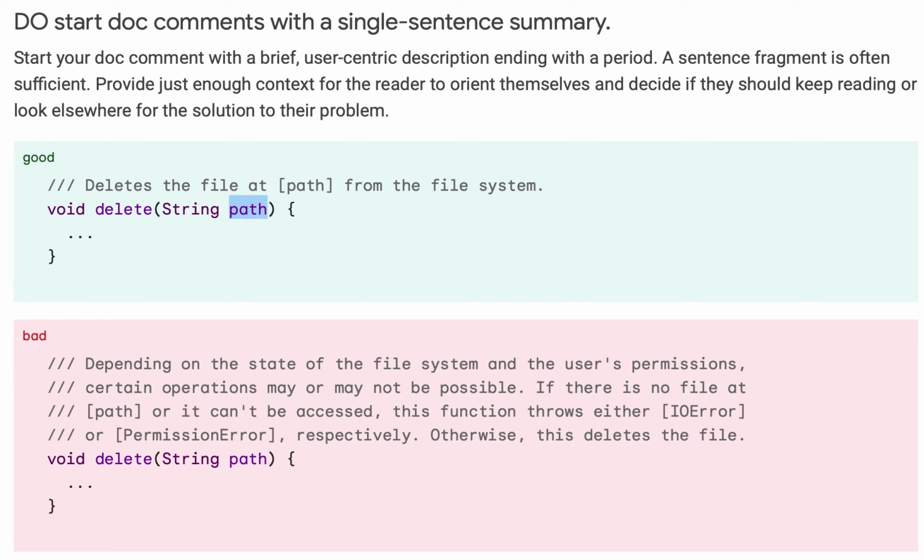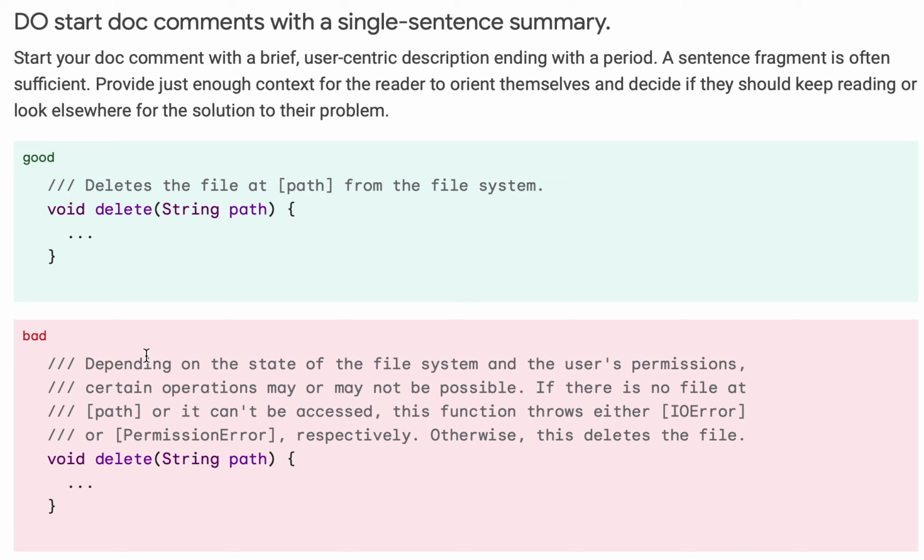That's all. Now the other one is writing this whole thing: depending on the state of the file system and the user's permissions, certain operations may or may not be possible. If there is no file at path or it cannot be accessed, this function throws either IO error or permission error, otherwise it deletes the file. So basically the whole crux of the thing, deletes the file, is written at the end, and first the whole background and history of it is written here.